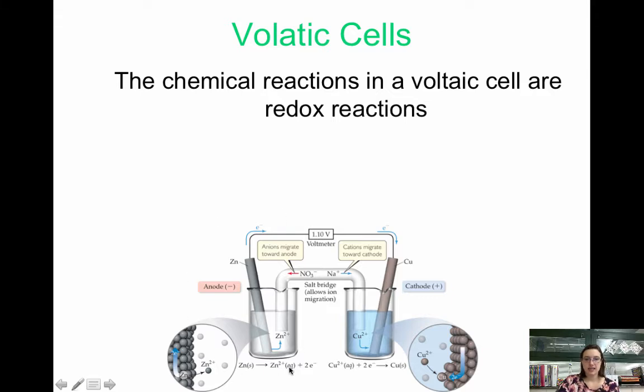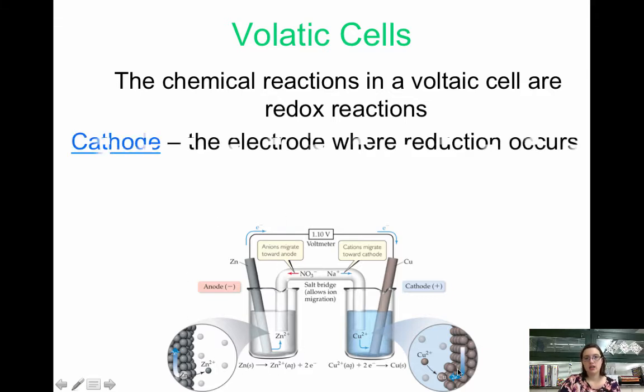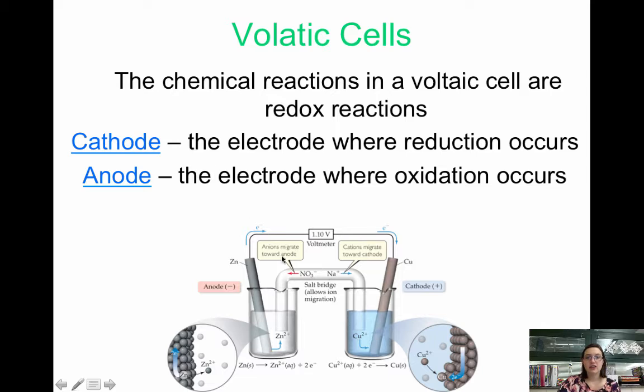In this voltaic cell down here, we have two different compartments. We have one called the cathode, that's the one on the right here. The cathode is the electrode, and an electrode is usually a piece of carbon. It's the electrode where reduction occurs. So reduction always occurs in the cathode compartment. Then we have the anode. The anode is the electrode where oxidation occurs. So you always have two compartments in a voltaic cell. You have a cathode where reduction occurs and an anode where oxidation occurs.